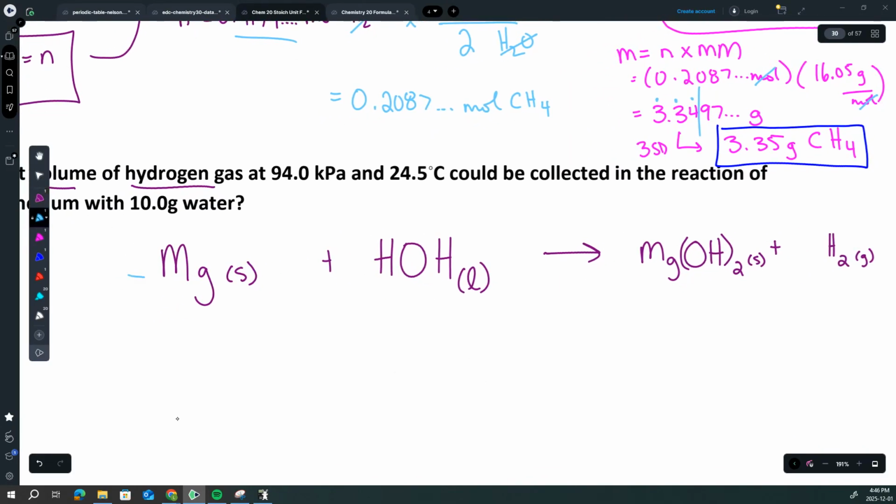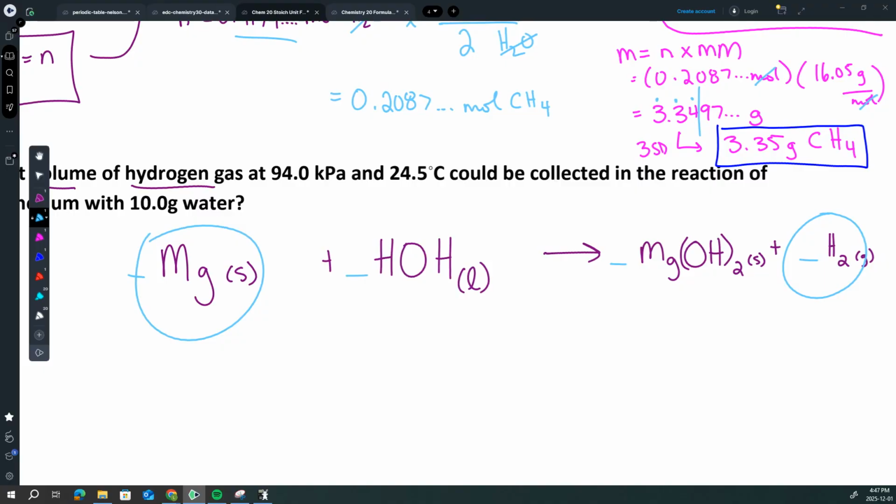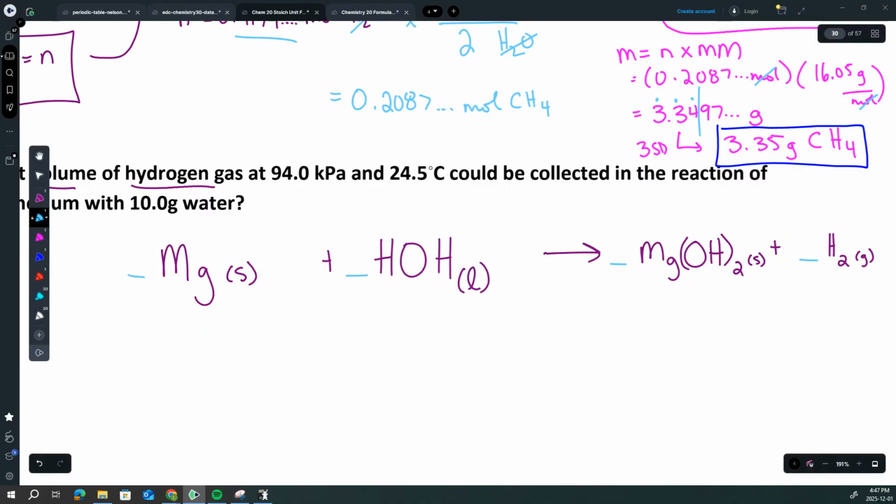Alrighty, now let's make sure we balance this. So with balancing equations, it doesn't really matter where you start, but there are places to start where it's easier. So in my mind, I'm thinking, oh, hydroxide, there's 2 of them and it's in a compound, so it might be a little bit trickier to balance that one. Okay, hydrogen, it's by itself, and magnesium's by itself, so those are going to be easier to balance. So that's why I'm starting first with hydroxide.